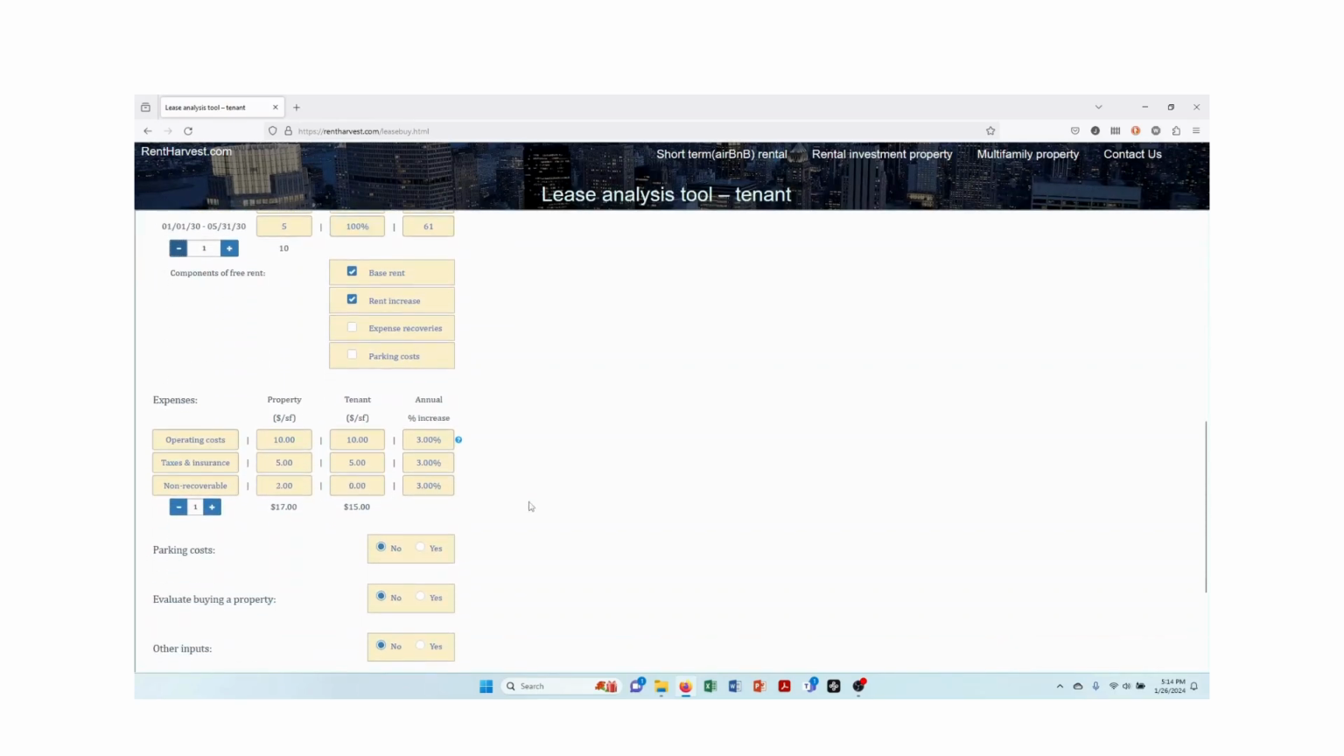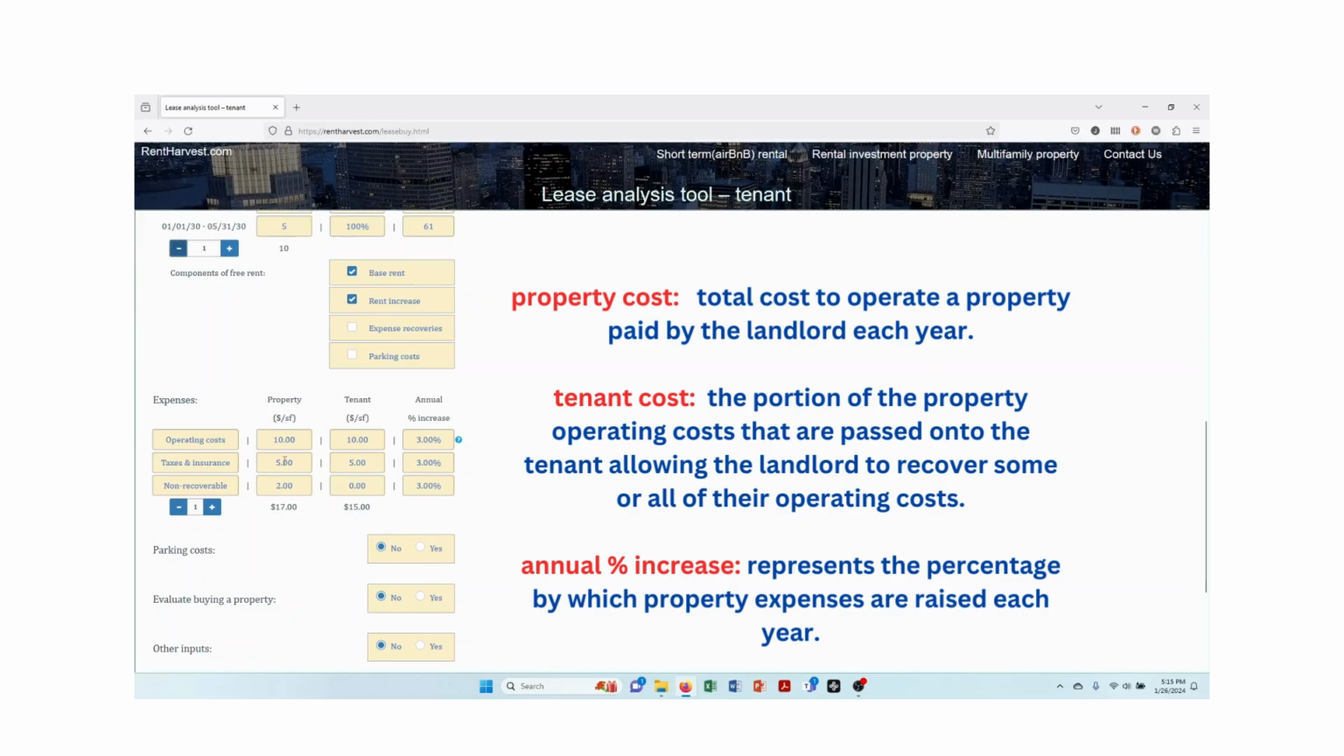The last section I'm going to cover is expenses. We have property expenses, which are paid by the landlord. For example, cleaning, maintenance, taxes, and insurance. We also have non-recoverable expenses. Typically, there are some costs that the landlord must pay and that the tenant will not reimburse.